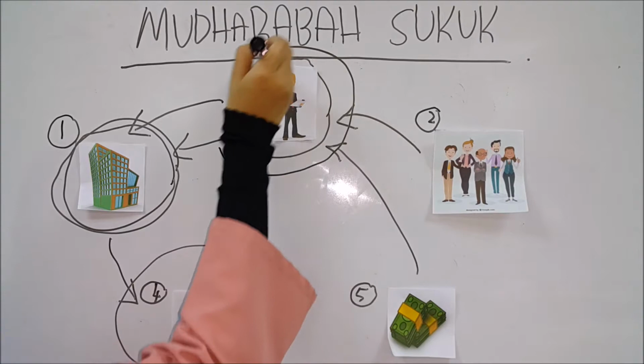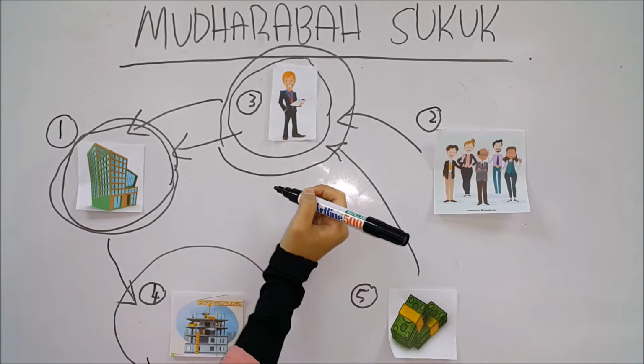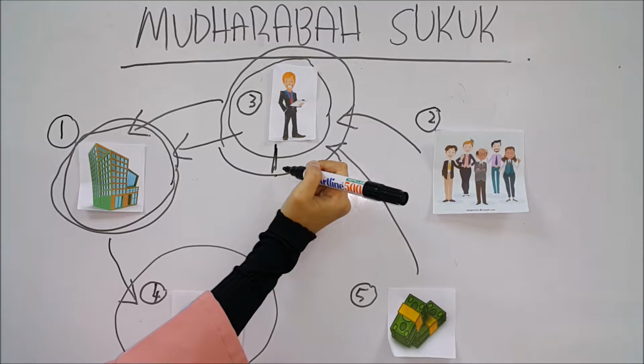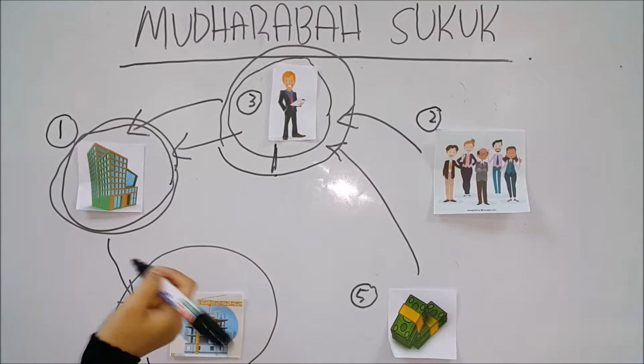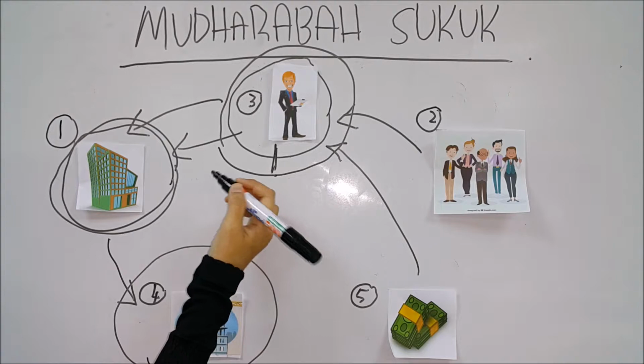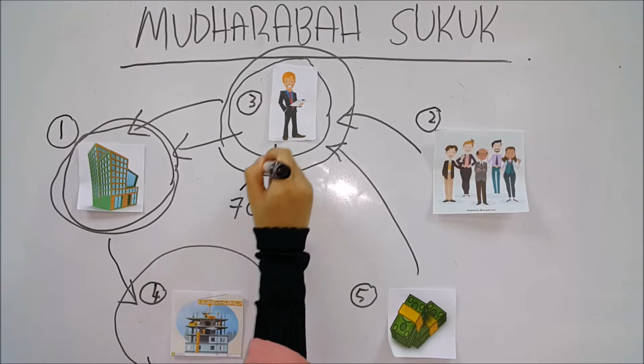or the investor. In case of a loss, the loss will be borne by the SPV, provided that there is no negligence from the company in managing the project. While if they gain profit, the profit ratio between the SPV and the company can be agreed in the mudarabah agreement. For example, the profit is 70-30. 70 will go to the SPV, while the 30 will go to the company.